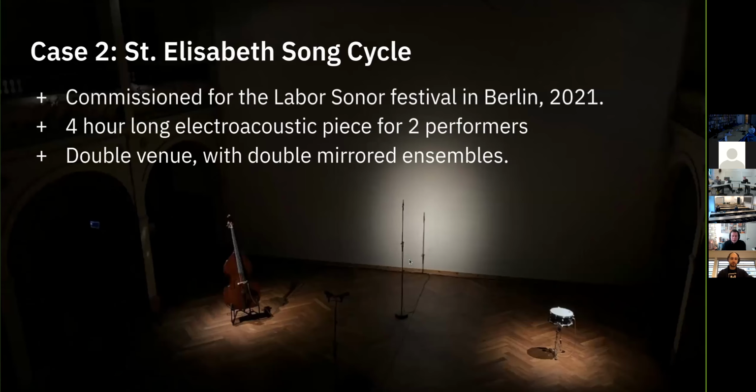So the second piece that I would like to present is the St. Elizabeth Song Cycle. It was commissioned by the Labor Sonore Festival in Berlin and premiered there earlier this year.